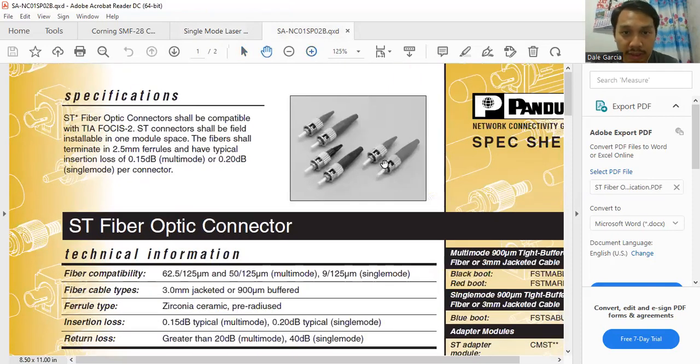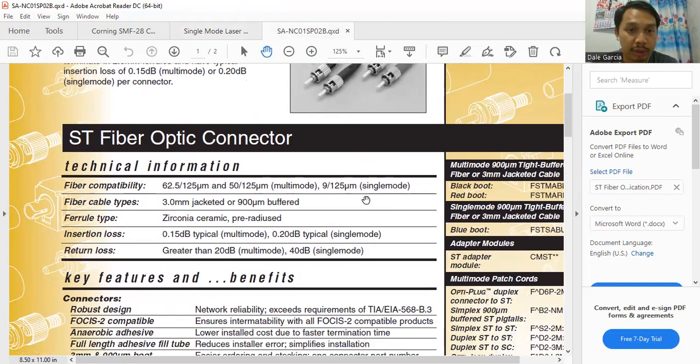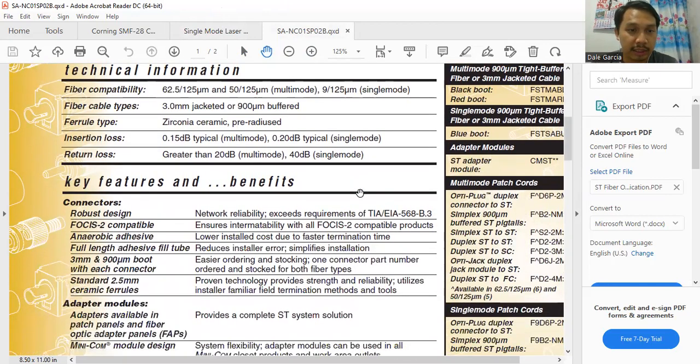Now the specs for connectors. This is what a fiber optic connector looks like. There are many different forms, but this is one of the common ones. It is compatible with the standard 62.5 or 50 multimode and 9 micrometer single mode. As for its loss, the insertion loss for single mode is 0.2 dB typical.